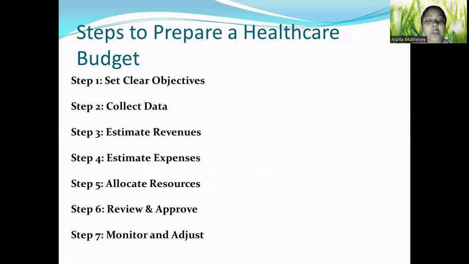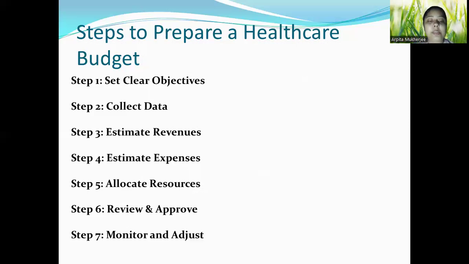Next is the collection of the data. Here, we have to analyze historical financial data, past expenses and revenues. Consider patient volume trends, staffing needs, and service demands. Third step is to estimate revenue, where the projected income from patient fees, insurance reimbursement, government grants or subsidies, donations or partnerships, etc. should be looked after.